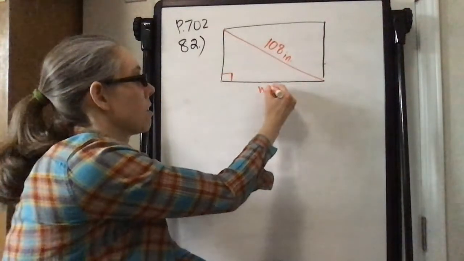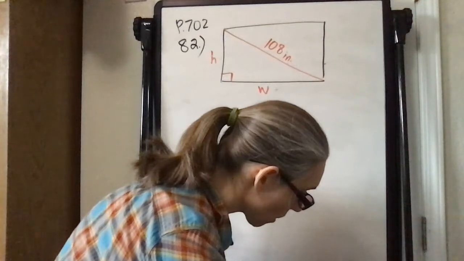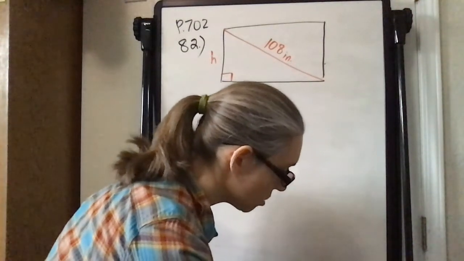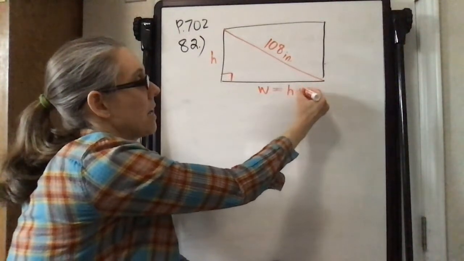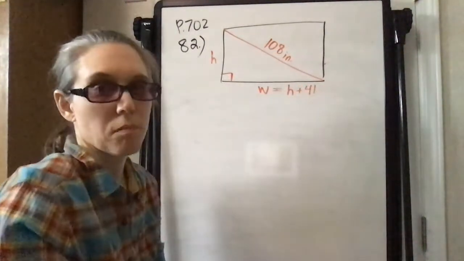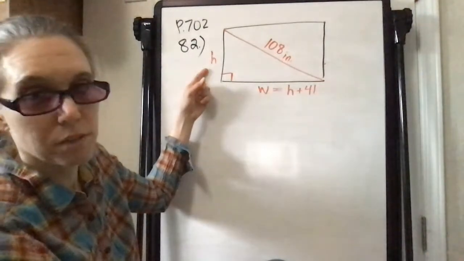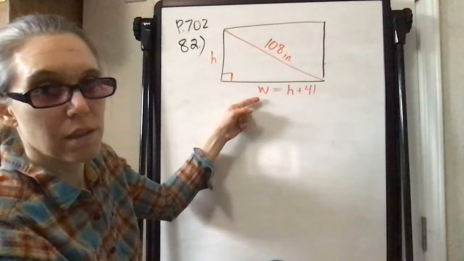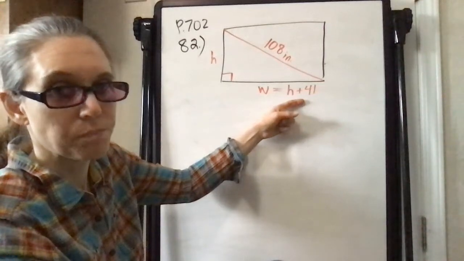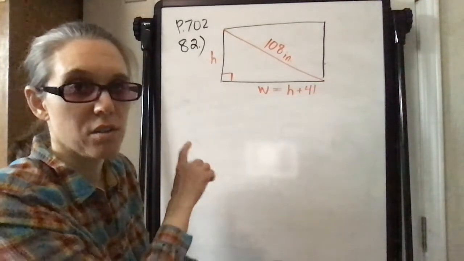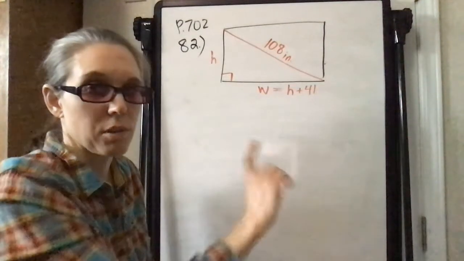So here's the width, here's the height. If the width were 41 inches greater than the height, so the width is the height plus 41. So I defined my variables using my diagram. The width and the height were both unknown, but then we were told that the width is 41 inches greater than the height, expressed by h plus 41. So what I want to do is not use w in my equation, just use h, so that I will only be solving for one variable.